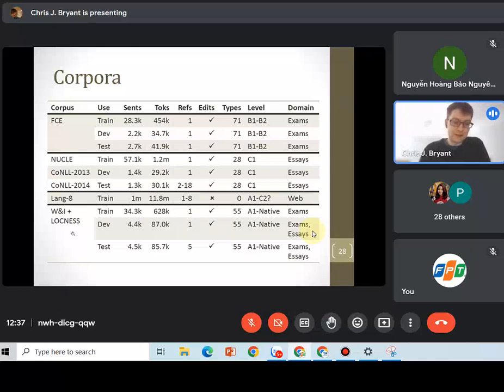And then finally, the Write & Improve plus LOCNESS corpus. Write & Improve is a language learning website that we have at Cambridge. One of the main advantages of this dataset is that we specifically balanced it for different levels. So it's got roughly the same number of beginner, intermediate, and advanced students all writing exams on a wide variety of topics and from a wide variety of backgrounds. So this is the most representative data of learner English.